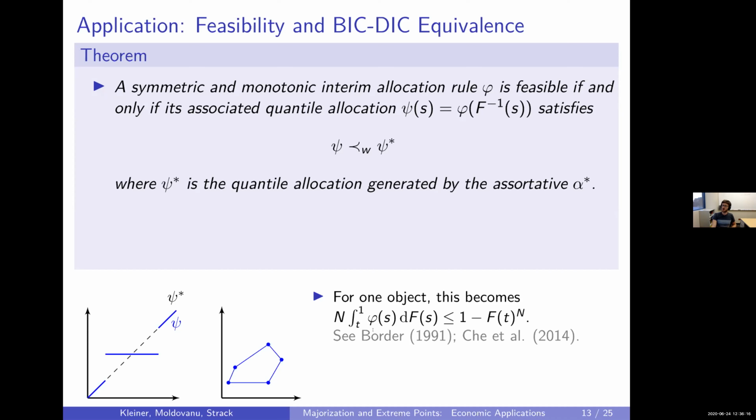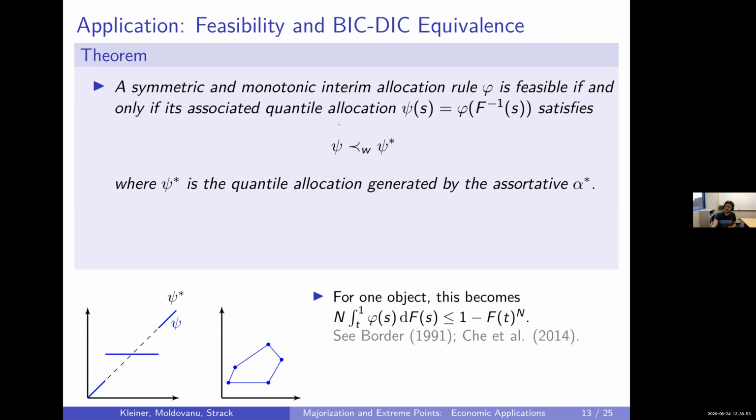There are many generalizations and proofs now. So here we have a formalization in terms of a majorization constraint. And here it's extended to having multiple objects of differing quality. So this is an example of how you could use our results to prove this result. So the argument is fairly simple to show that this condition is necessary for an interim allocation rule to be feasible. The harder direction is to show that this is a sufficient condition.